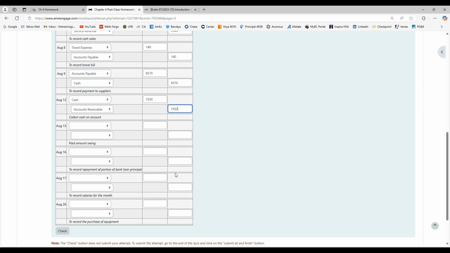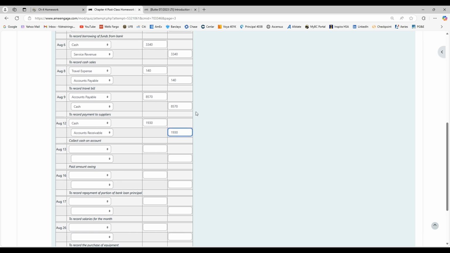Okay, August 13th, paid the travel bill from August 8th, so $140. So again, with the payable side, we're going to debit the payable now. Where are we at here? Accounts payable. Was that this one?